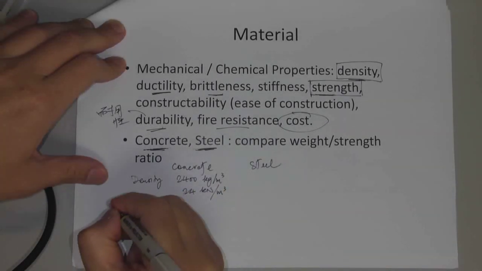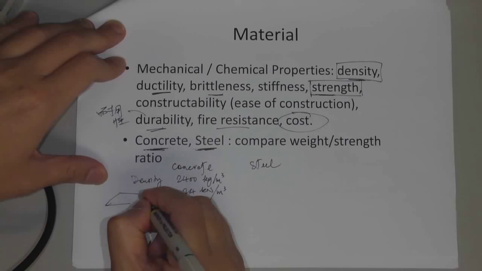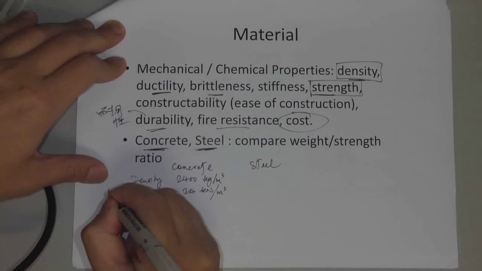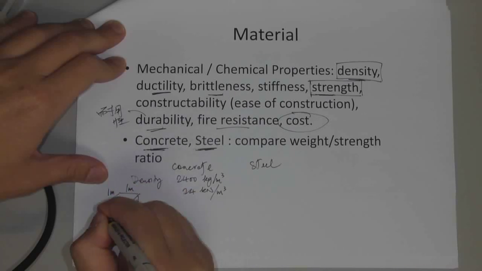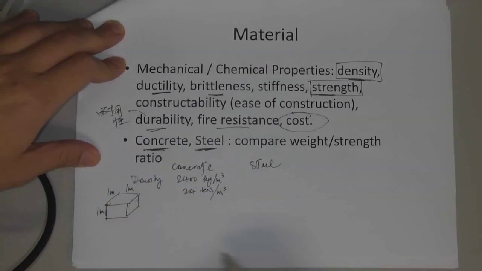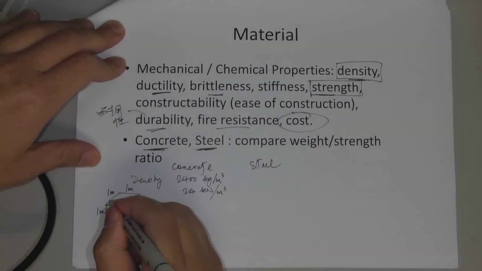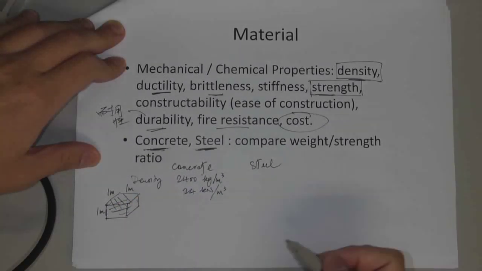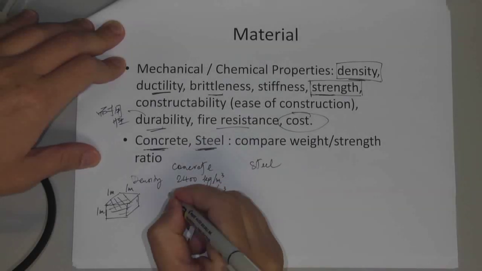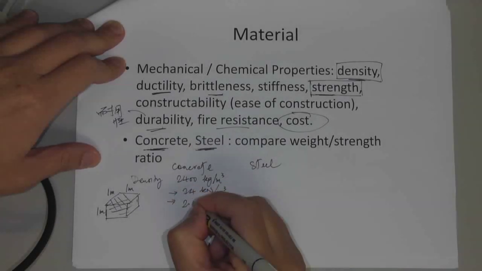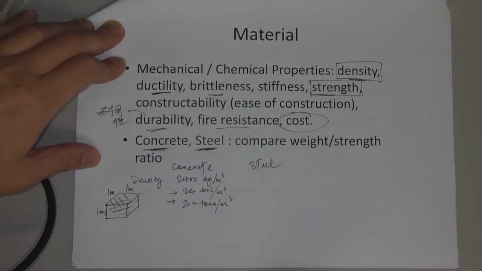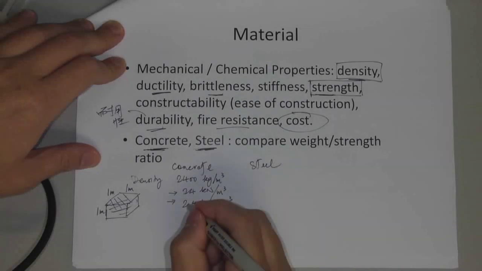So what we're talking about is one meter, one meter, one meter. A cube of concrete. That solid piece of concrete. That's about 24 kilonewton. So what is 24 kilonewton? 24 kilonewton is about 2.4 tons per meter cube. So how heavy is 2.4 tons?